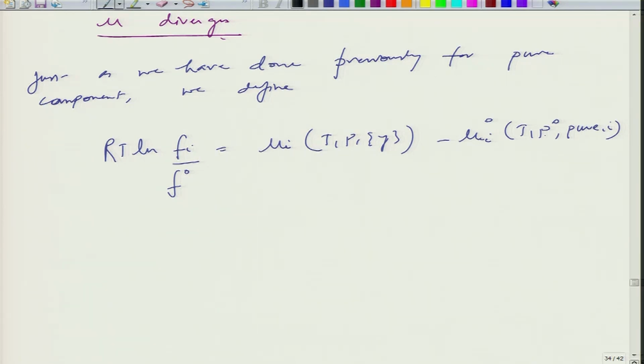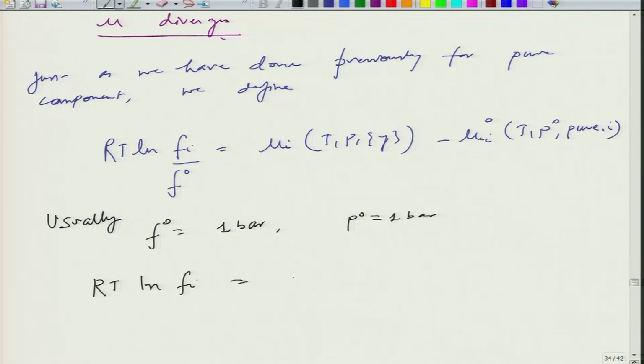So, once you fix this P0, basically you are fixing f0. So, usually f0 is 1 bar, at P0 is 1 bar. So, once you say that 1 bar, basically you are saying P0 is also 1 bar. Okay. So, in that case you can simply write this as RT ln f_i is nothing but mu_i(T, P, y) minus mu_i0(T, P0) pure i. Okay.